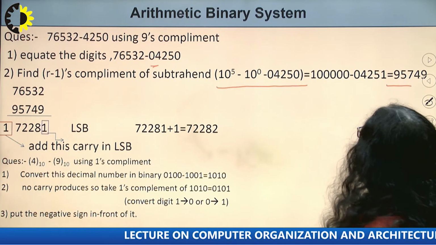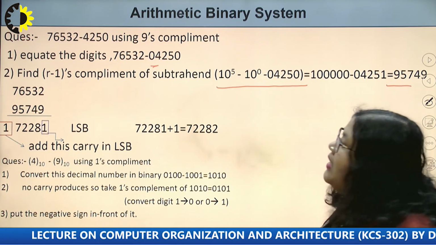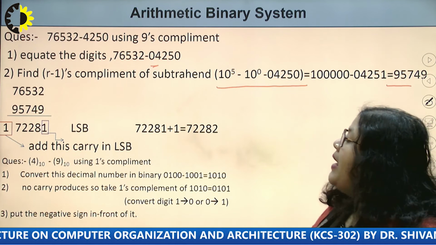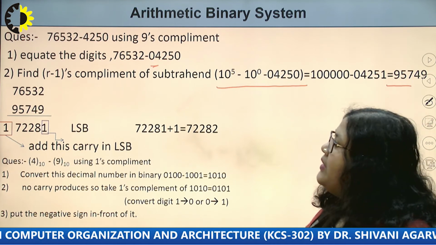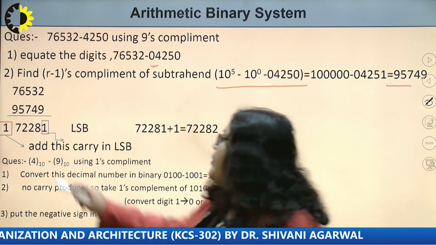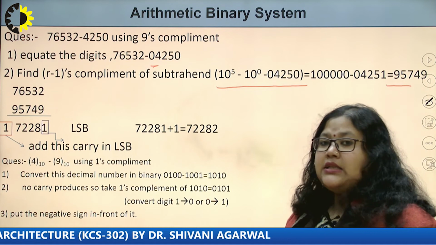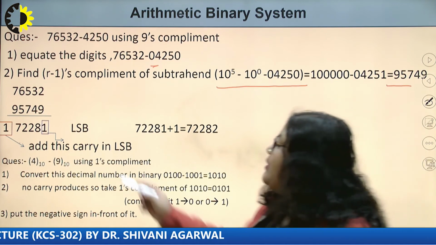So it is basically 95749. Now we have to add this number with the minuend part, that is 76532. After the addition, the resultant produces a carry. This carry is added to the LSB of the resultant.